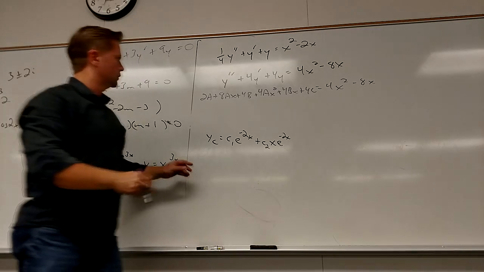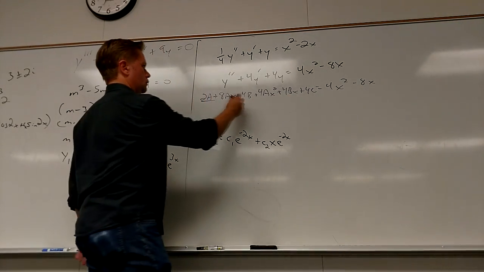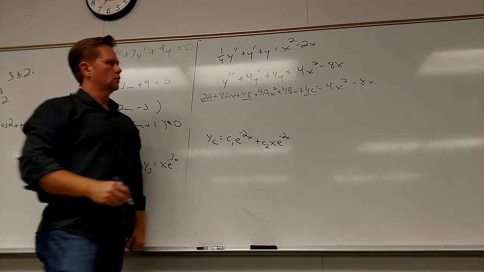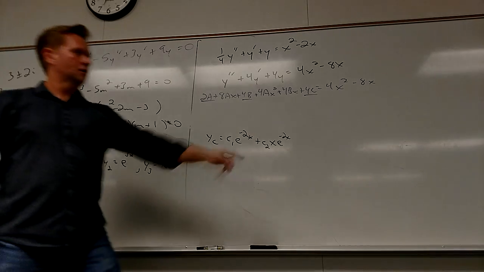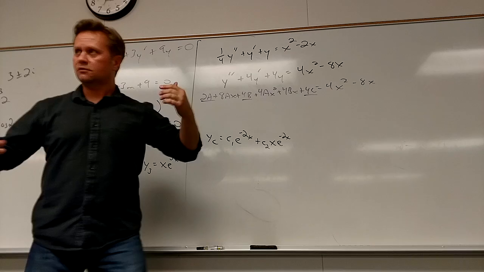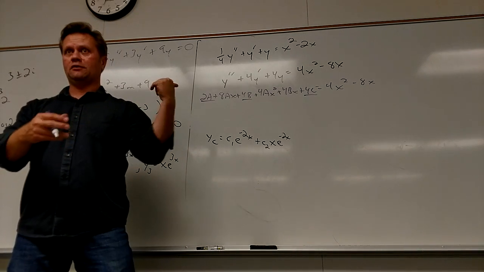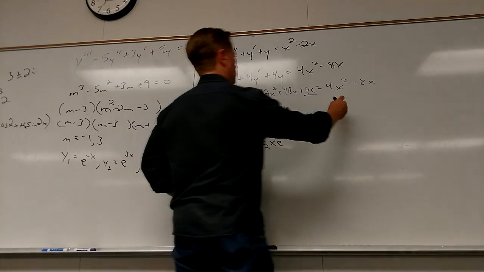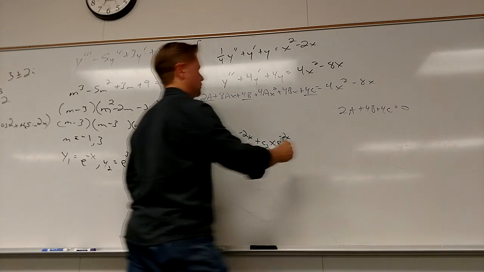So what must 2a plus 4b plus 4c be? 0. Yes, why? Because there's no constant here, it has to be 0. Because this is partial fractions, that step, the easier step, is after that ugliness. This is the easy step. So 2a plus 4b plus 4c must be 0.